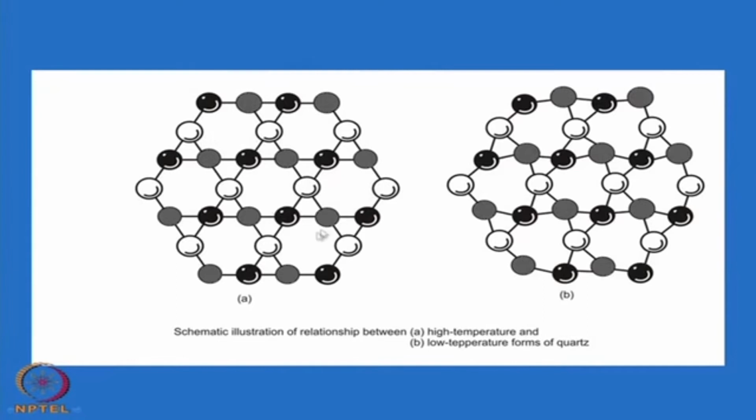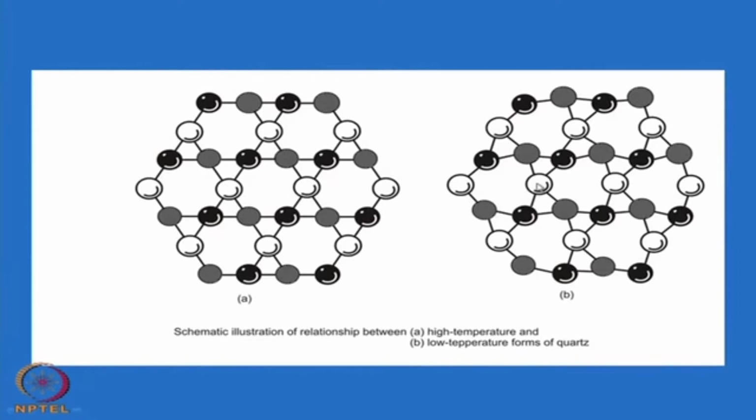These are all regular hexagons, whereas here there is a slight deformation. There is no regular hexagon, it is more of a pentagon, so it is a combination of tetrahedron triangles and pentagons. So, there is a distortion, and if you want to change this to this, it is actually a slight displacement of the individual atoms, and that is why this transformation is quite easy.